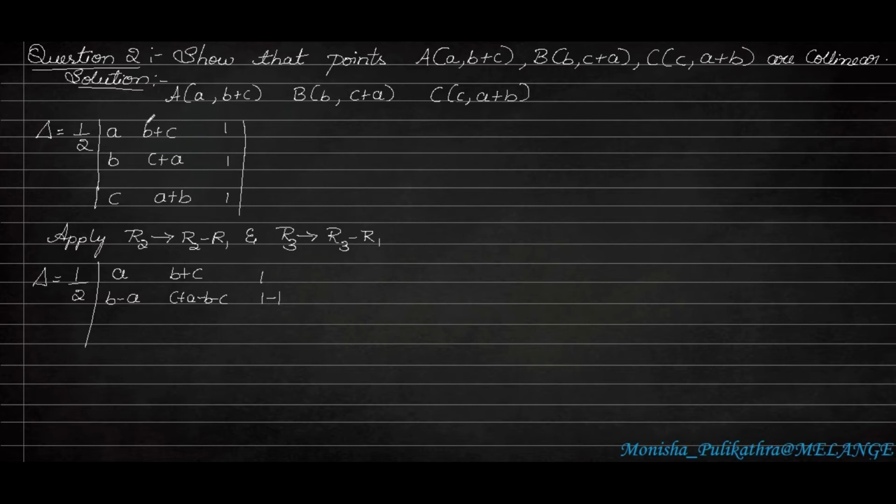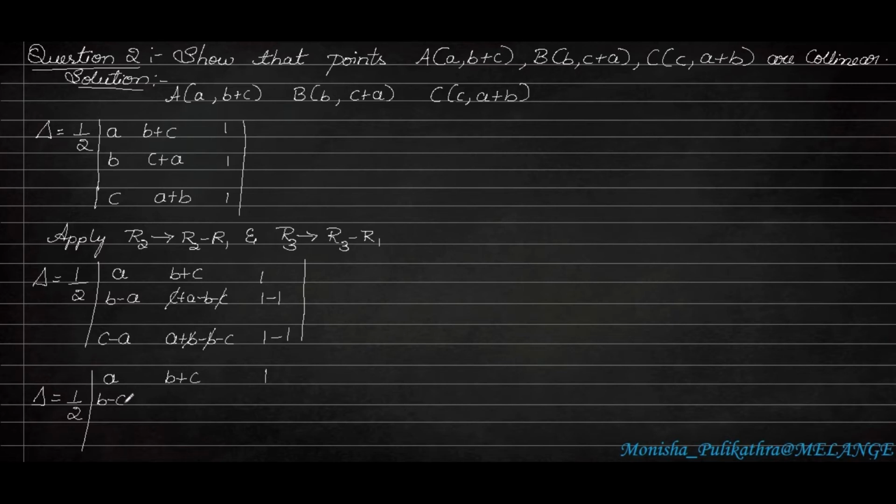Next row 3 minus row 1. So C minus A. So here A plus B minus B minus C and 1 minus 1. So here plus b and minus b get cancelled. Here plus c minus c get cancelled. The remaining will be half into determinant a. First row we have to write as it is, b plus c and 1.